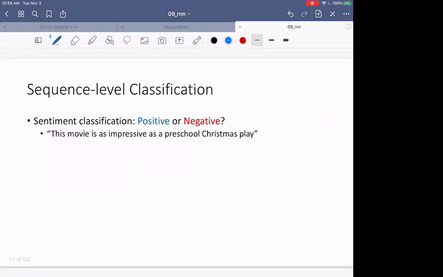So very straightforwardly, sequence level classification. We're just going to talk about a couple of examples. Sentiment classification: given a sentence, is it a positive sentence or a negative sentence? Look at the sentence: this movie is as impressive as a preschool Christmas play. Do you think this is a positive sentence or a negative sentence? What are your thoughts?